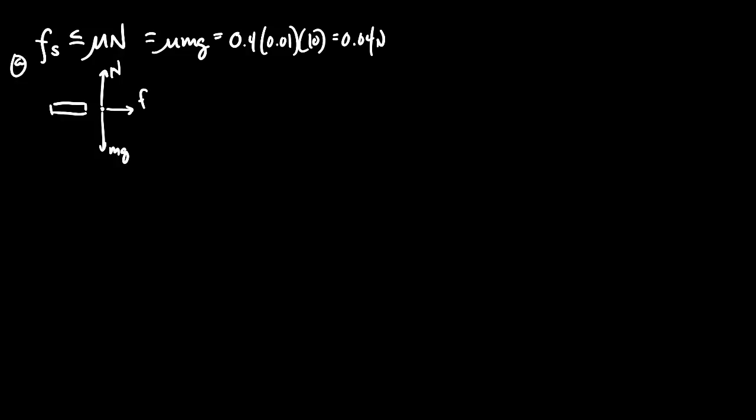But question B and C are the same question, so I'm not going to do it for both. I'll do it for one. It says, how fast is a point on the edge of the record moving when the player is set for 33 1/3 RPM?